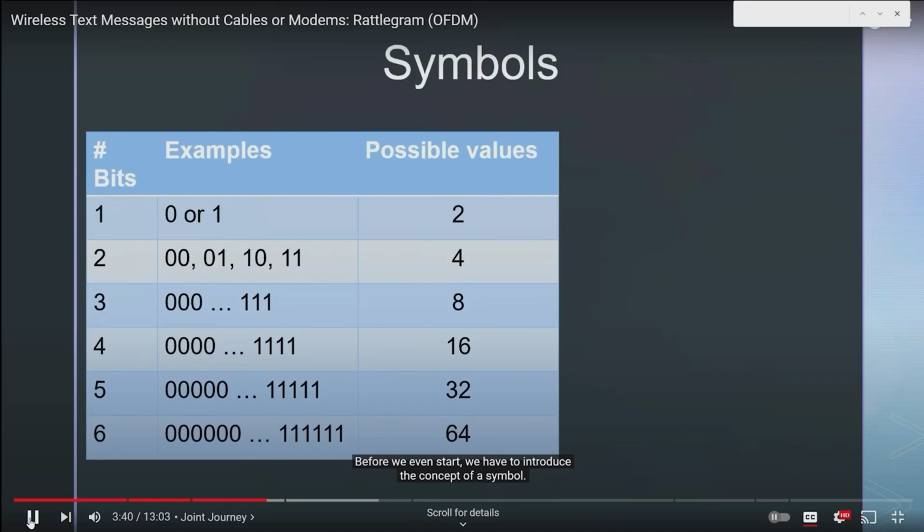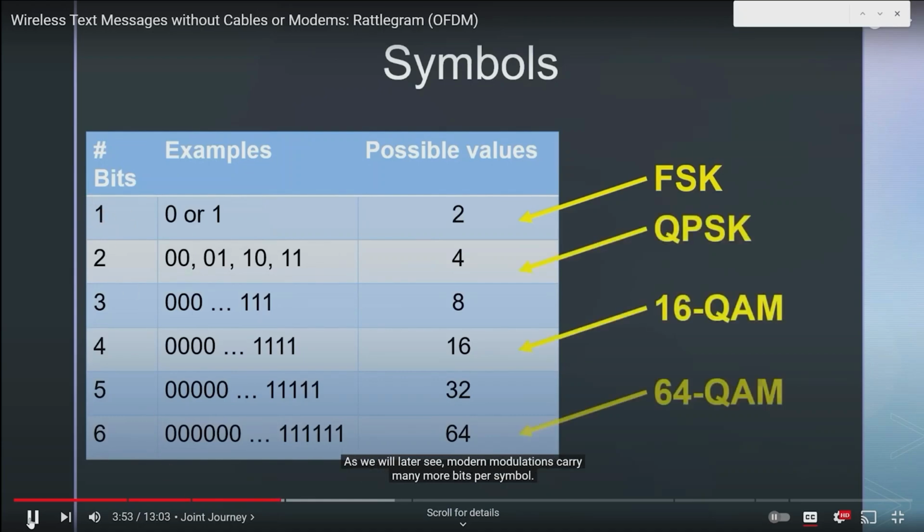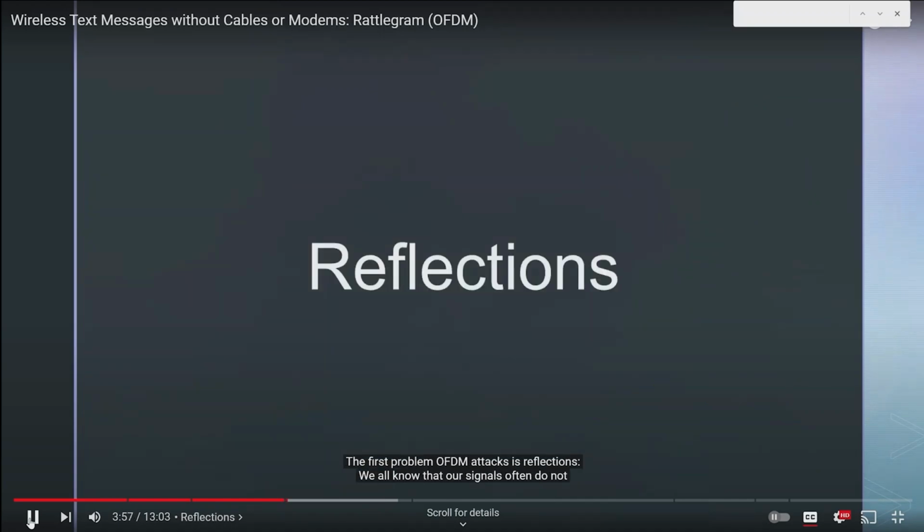Before we even start, we have to introduce the concept of a symbol. In FSK, for example, each bit is a symbol because a symbol only carries one bit. As we will later see, modern modulations carry many more bits per symbol. The first problem OFDM attacks is reflections.